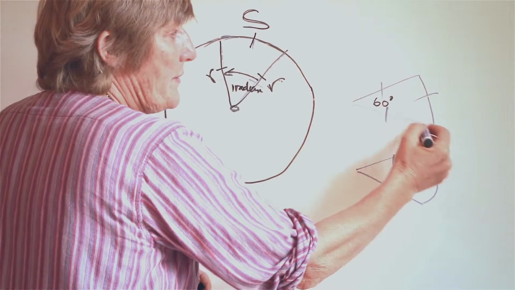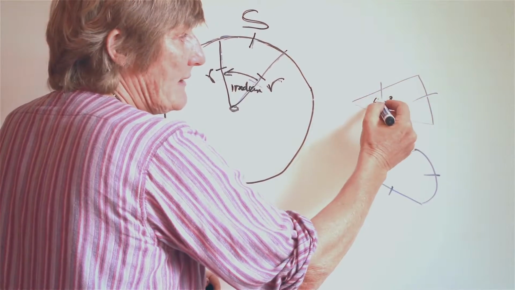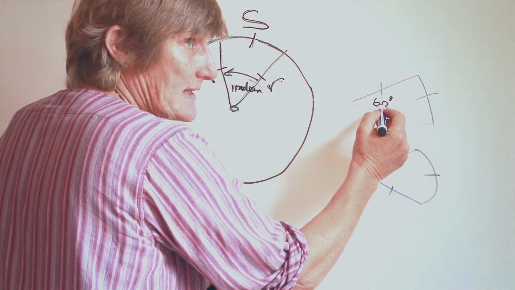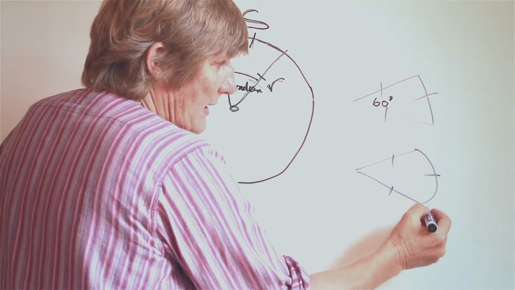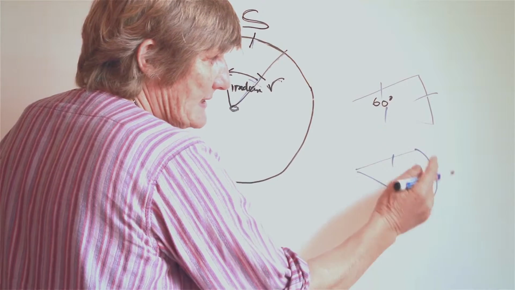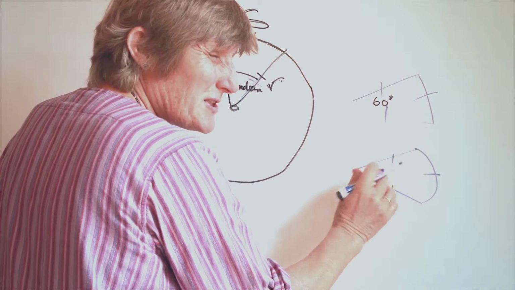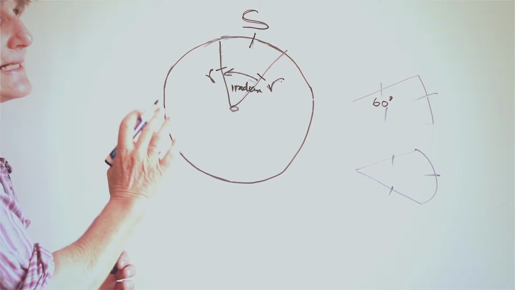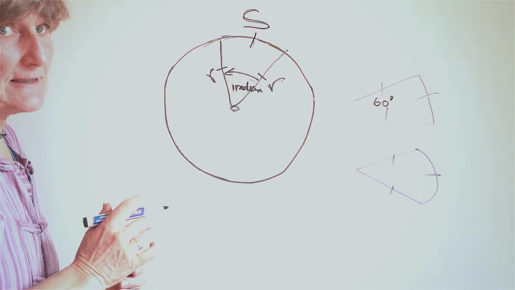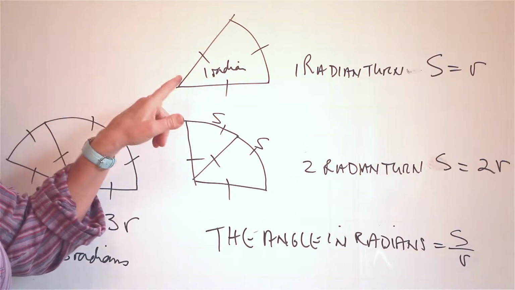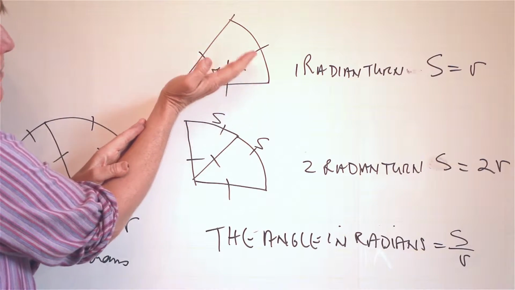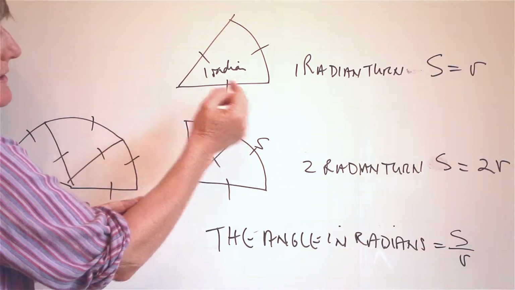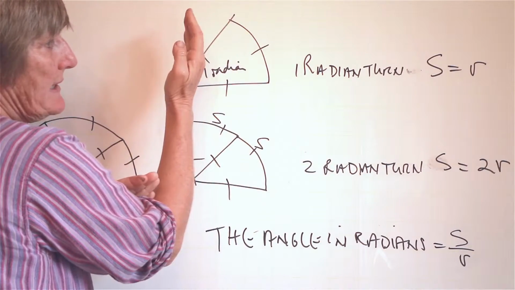Now, we all know that if we have an equilateral triangle, each angle is 60 degrees. Now, if this arc must be the same as the radius, it will be slightly smaller than 60. So the turn of 1 radian is slightly smaller than 60 degrees. So let's just look at this. If I turn through 1 radian, we know S is equal to R, and this is a 1 radian turn.